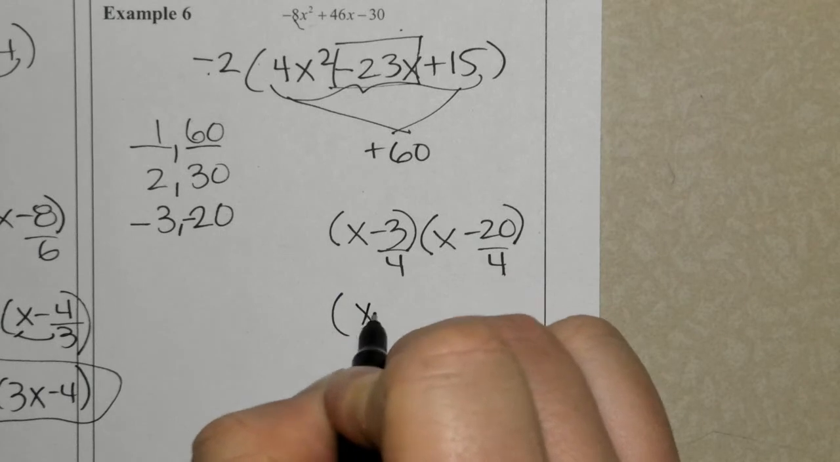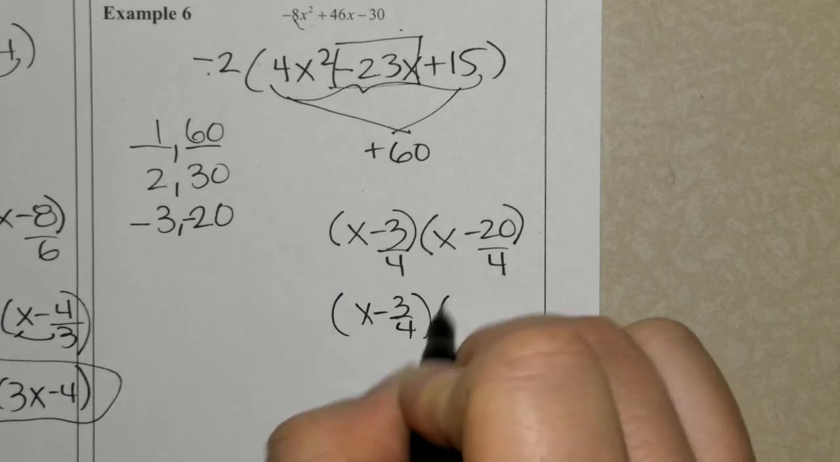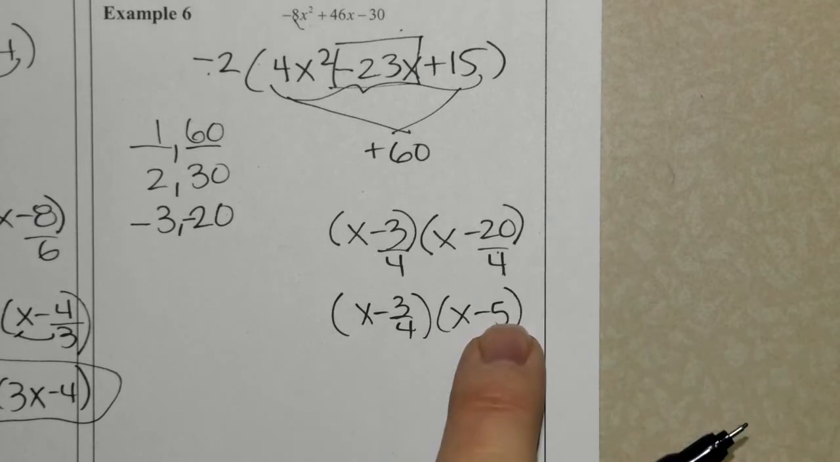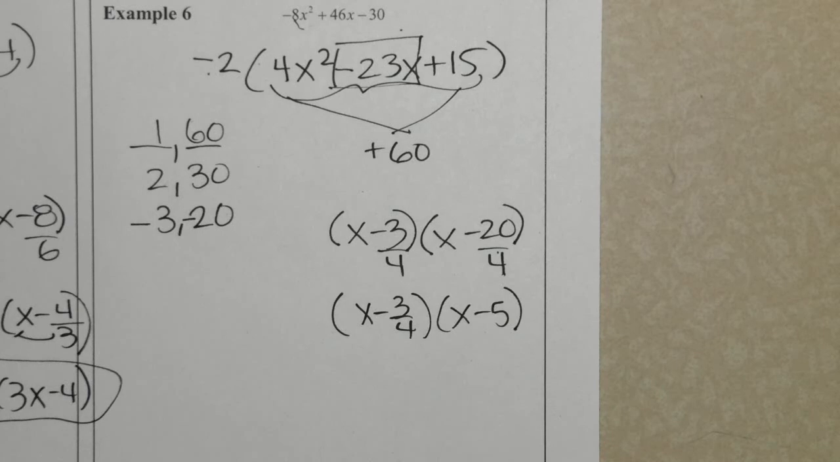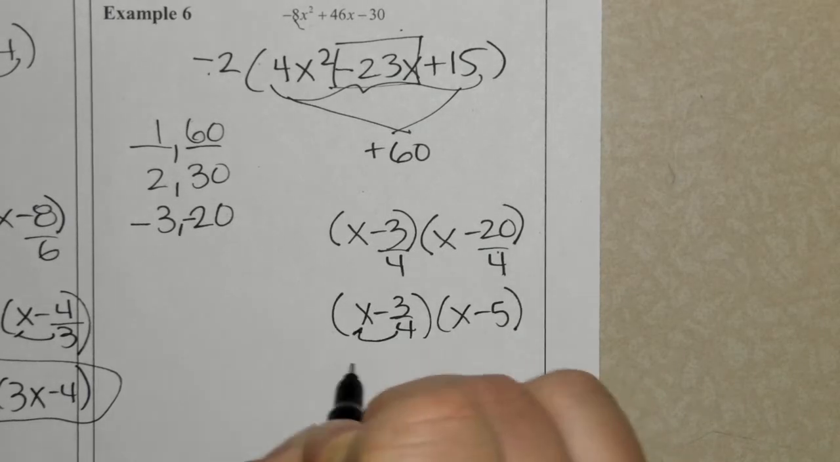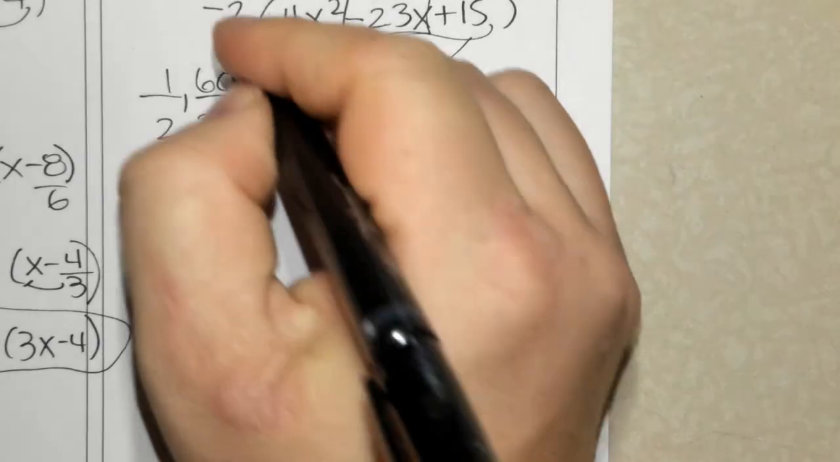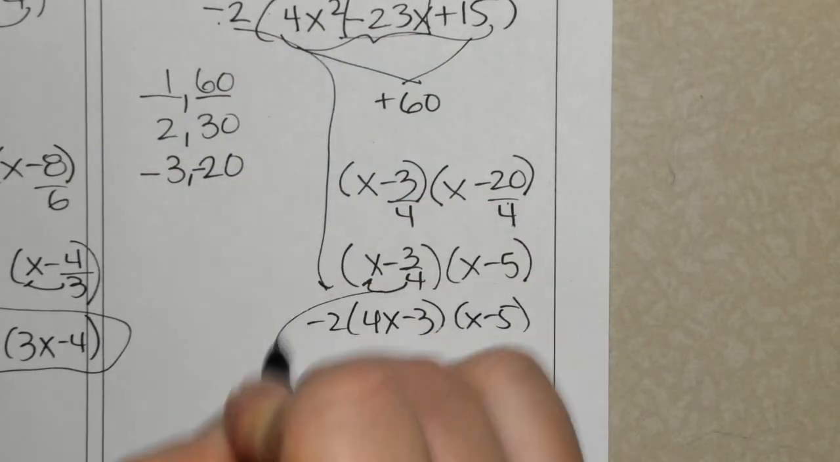Well, 3/4 doesn't reduce any further. I know that 20 divided by 4 is 5. If you have a single number, we're good. If it's not a single number, but it's a fraction, remember it's bottoms up. So 4x minus 3, x minus 5, and don't forget about the negative 2 out front.